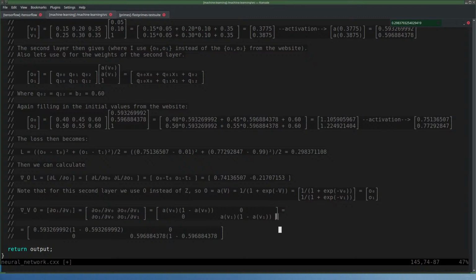And then we can actually calculate this thing to be... there we go again, the calculator. 0.